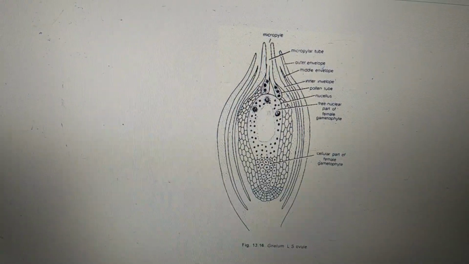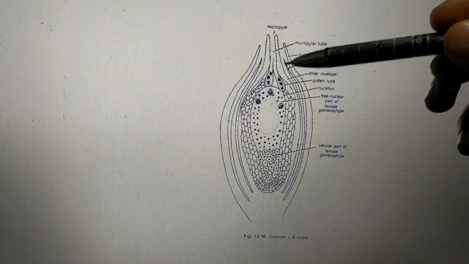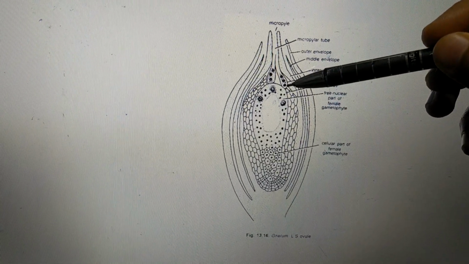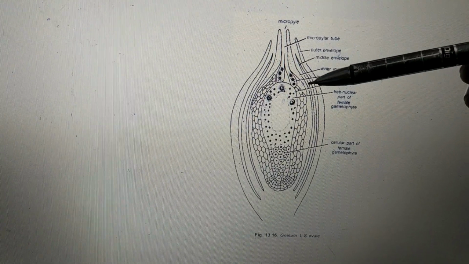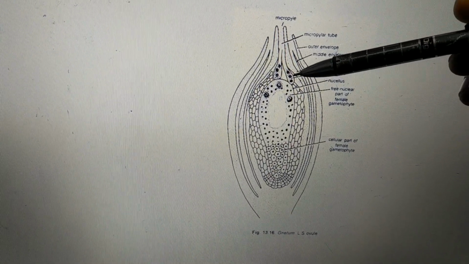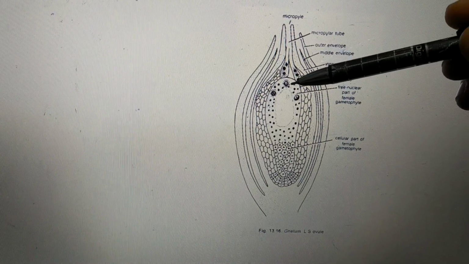In this part, we'll be discussing fertilization. As we all know, the pollen tube has entered the female gametophyte. This pollen tube usually contains the male gametes. Now it's time for the rupturing of the pollen tube. When the rupturing occurs, it is going to release these male gametes.